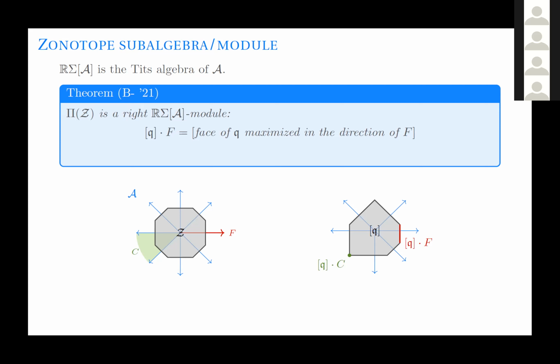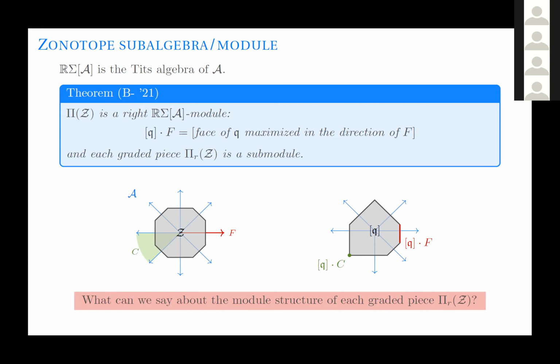So this is well defined, and then we have to check that this actually preserves the relations that define the polytope algebra, but this is not very difficult to do. And moreover, not only is the polytope algebra of the zonotope a module, but in fact, every graded piece is a module, right? So this decomposition that we have into graded pieces is actually a decomposition into modules as well.